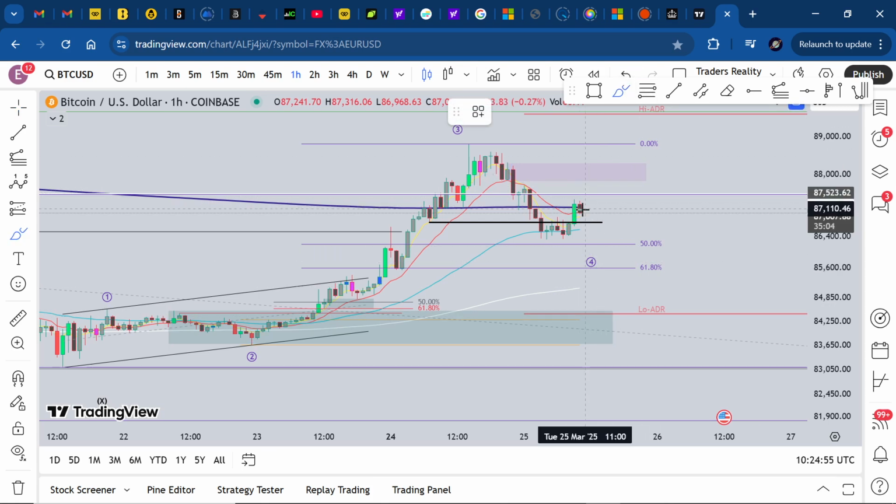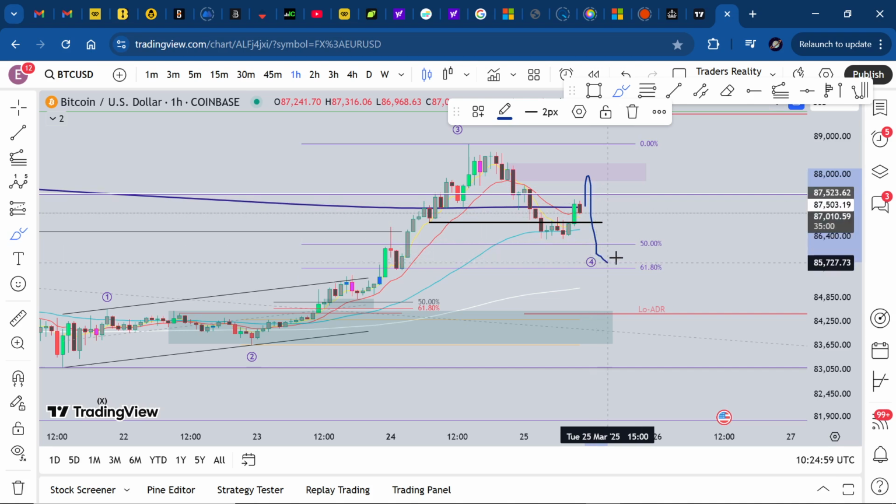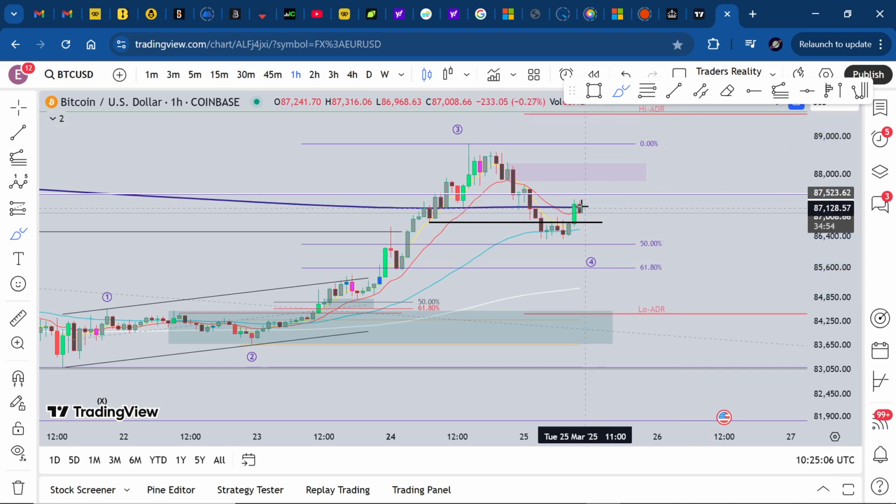Currently, I do think we're going to do this. Come up, then come down. Then avoid the 0.618 like this. Then you need a break of structure. Let me just draw that again. Something like this, go down, come up like that.